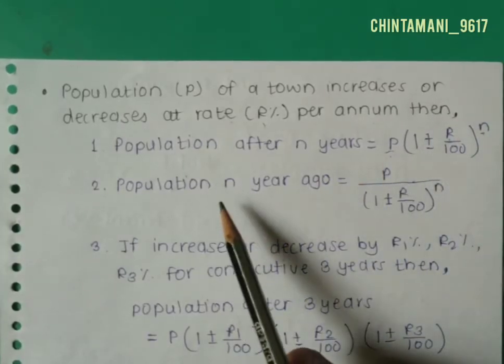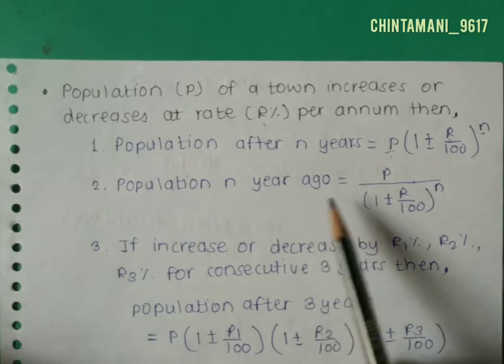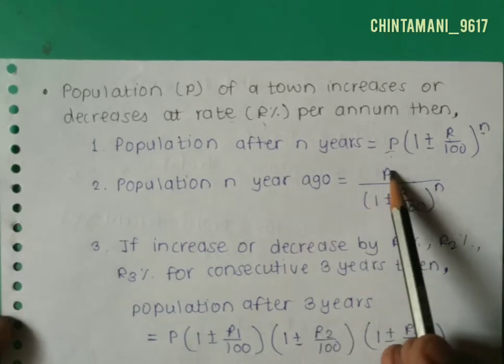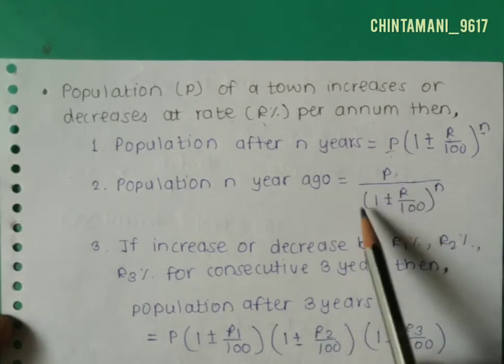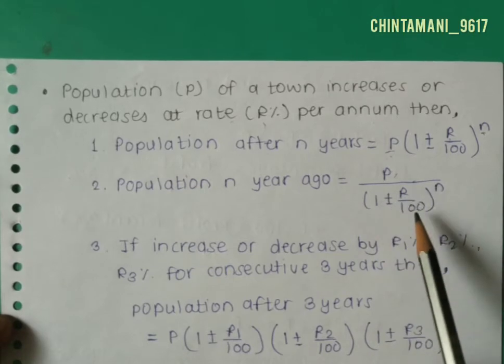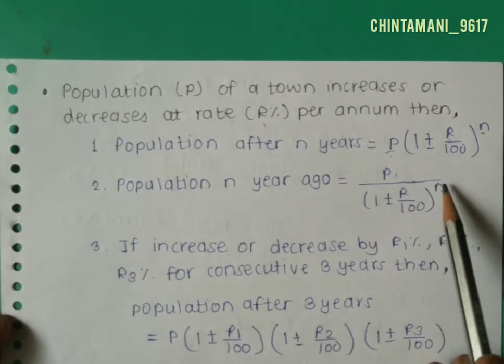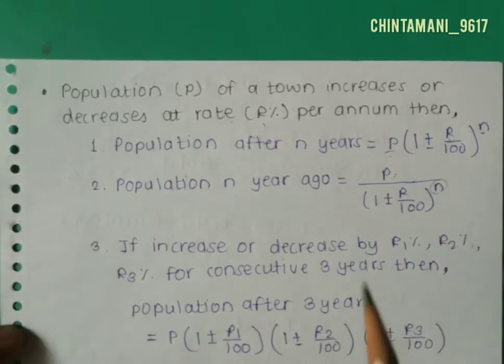Similarly, the population n years ago, how can we find that? P, the population, divided by (1 plus or minus r upon 100) raised to n, the number of years.